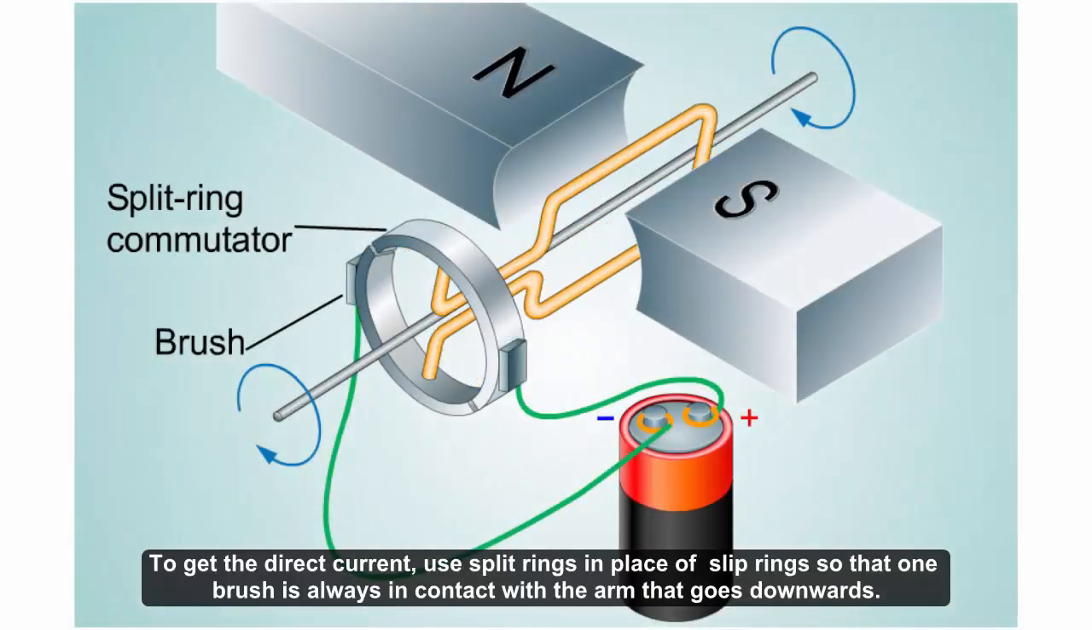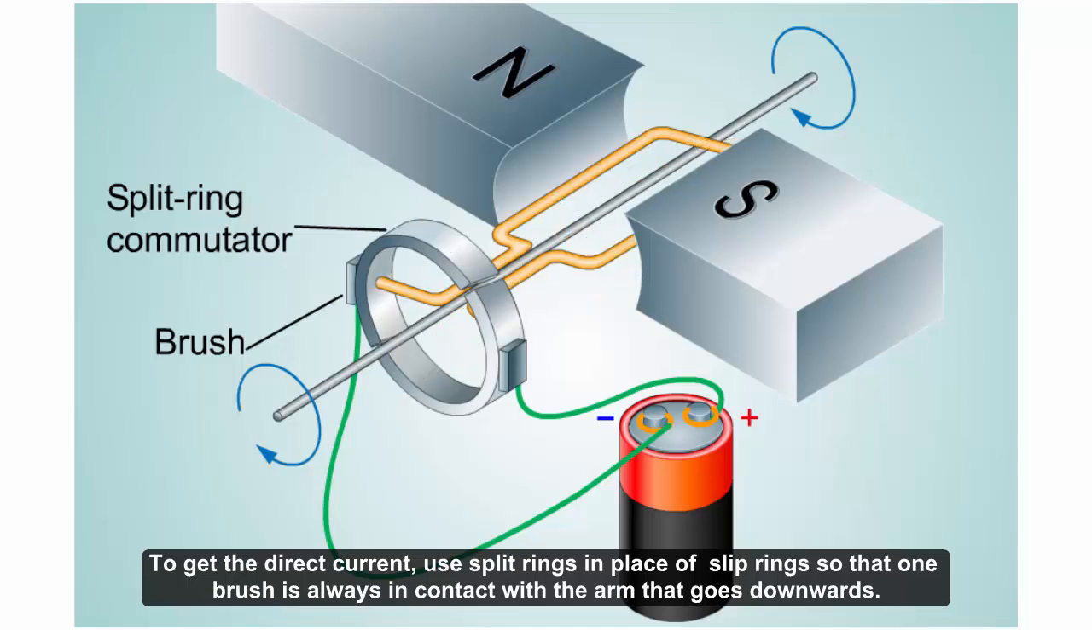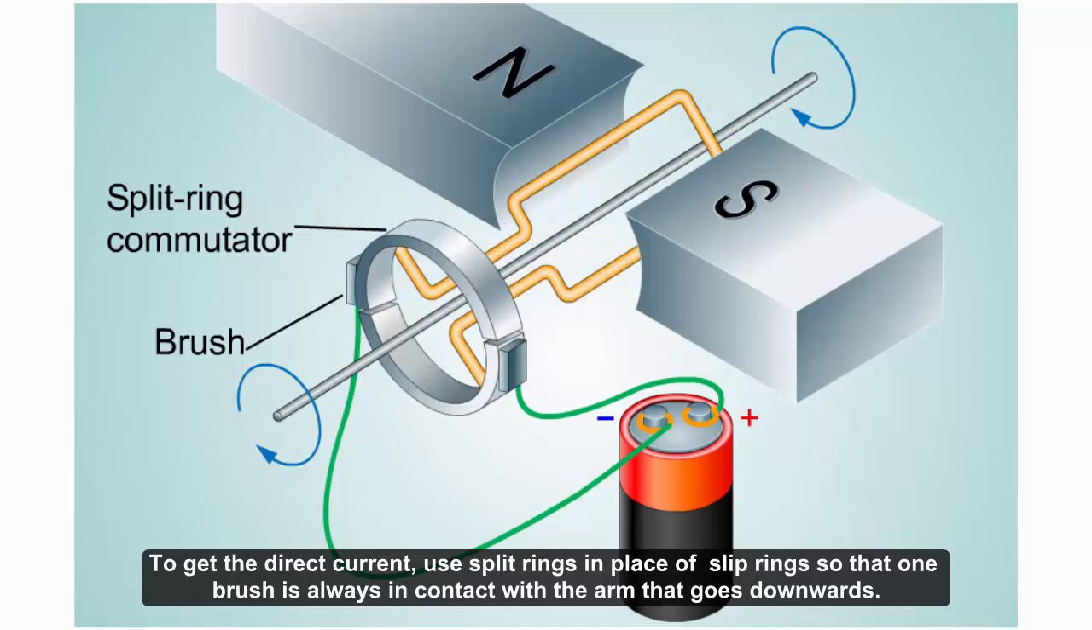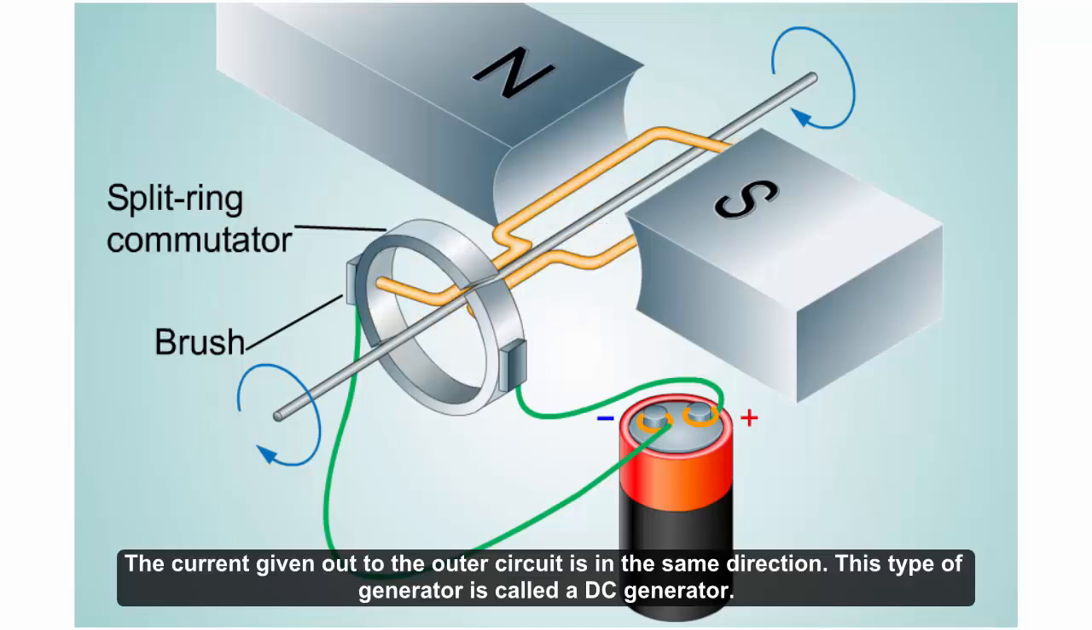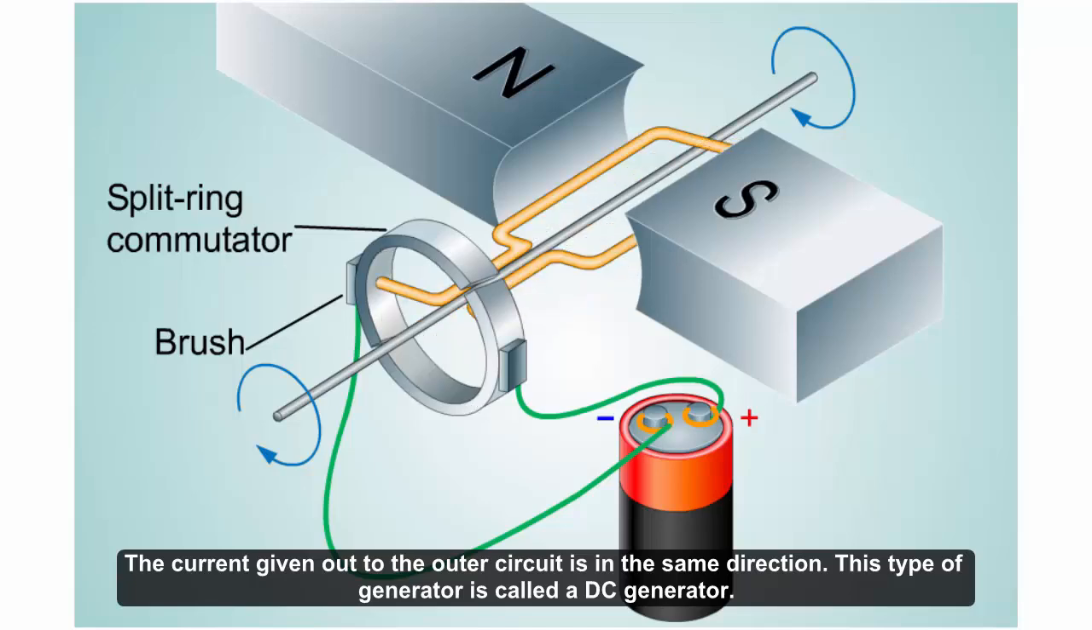To get the direct current, use split rings in place of slip rings, so that one brush is always in contact with the arm that goes downwards. The current given out to the outer circuit is in the same direction. This type of generator is called a DC generator.